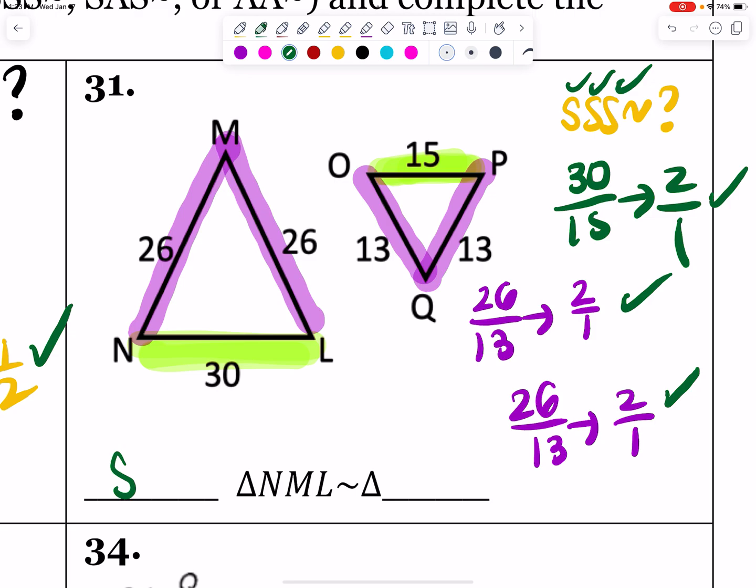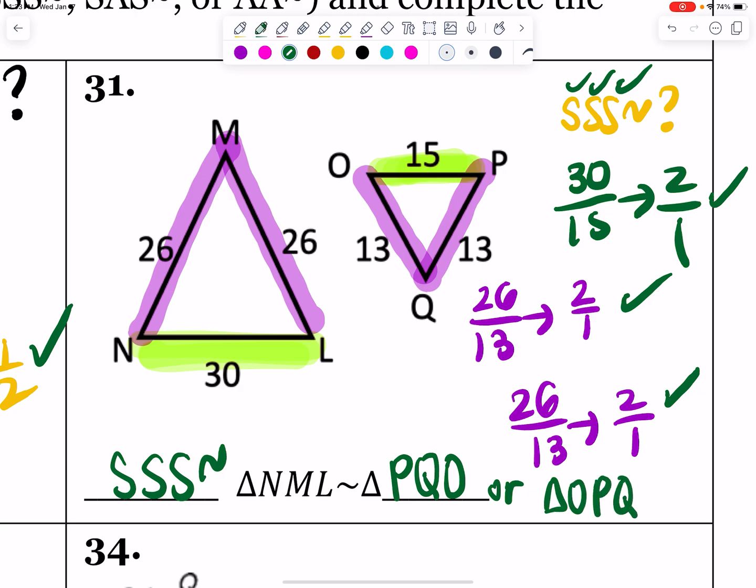And so they are similar by side-side-side similarity. NML is going to be similar to PQO. You could also do triangle OPQ because those are isosceles. Those legs are congruent.